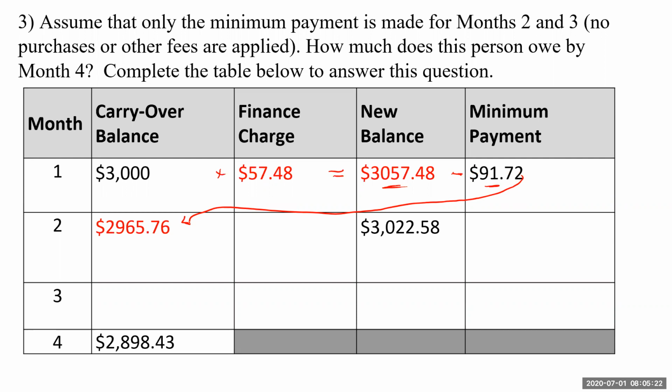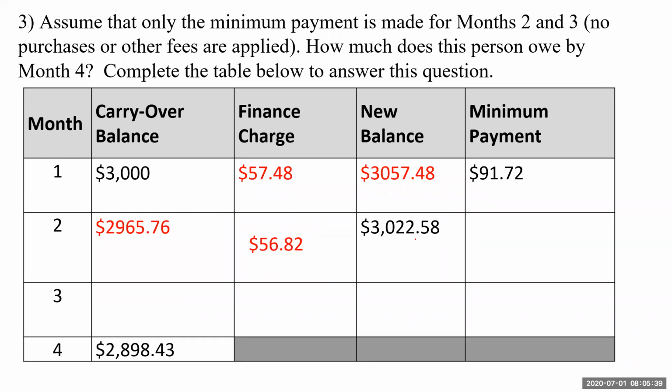So now you do the finance charge for month number 2. You do the APR divided by 12 multiplied by the opening balance. You add that together, and that gives you the new balance. Now you do the minimum, which is 3% of the new balance. Now you take 90.68 from that, and that gives you the opening balance for the 3rd month. Again, you repeat: you do the APR divided by 12 multiplied by this opening balance, and that gives you the finance charge right there.